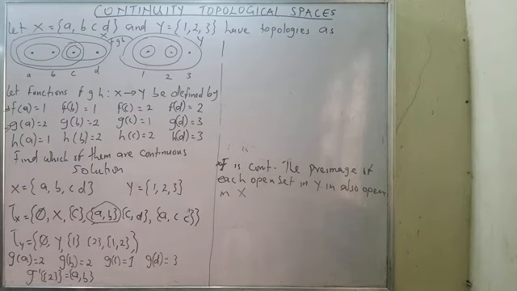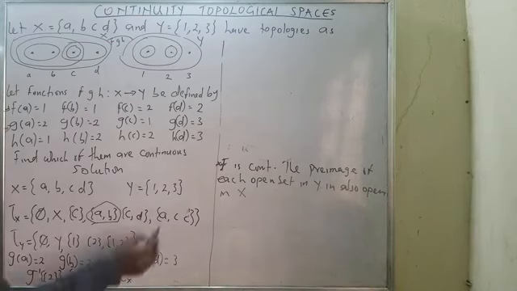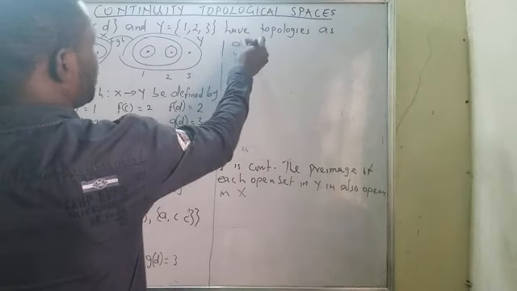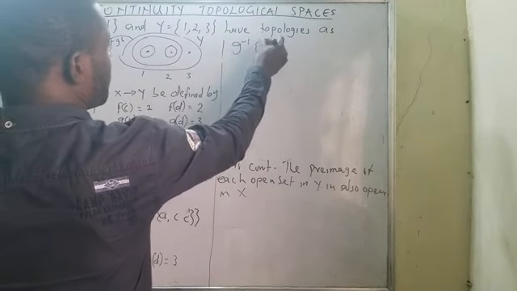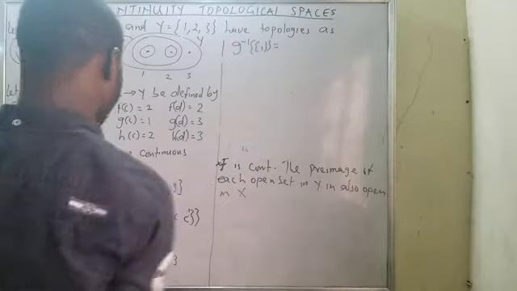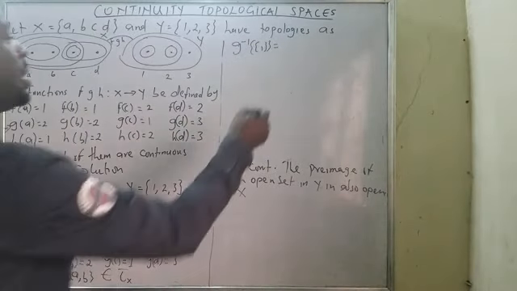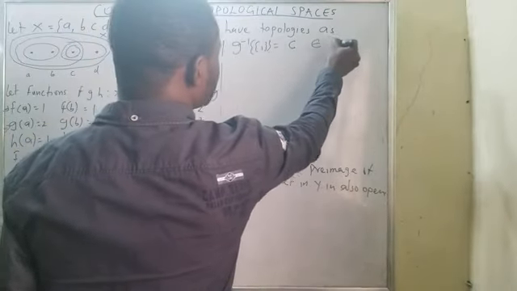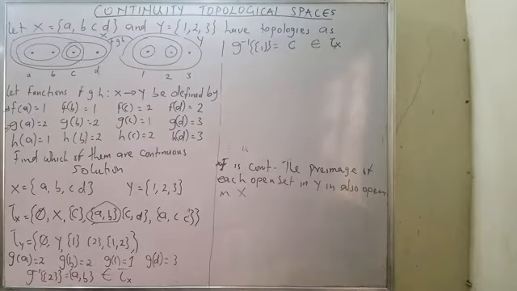AB. Now, AB is in what? Is in the topological space of X. That is very, very important. I'll move on to the next one, which is G inverse of 1. It is also equal to C, which is the one that produces 1. And C is in the topological space of X. Okay, I will move on to the last one.